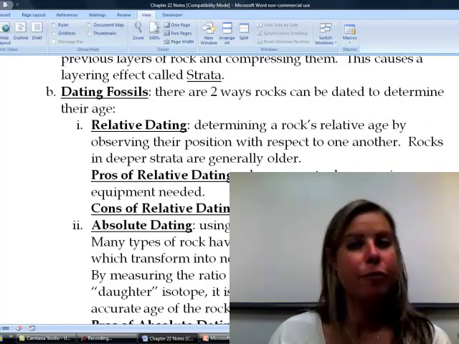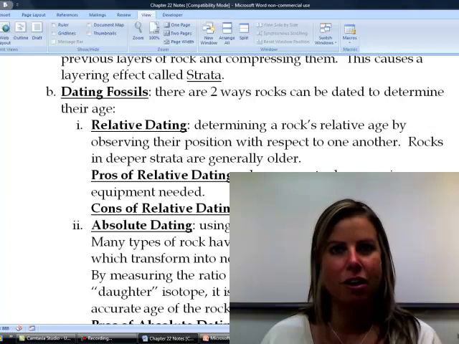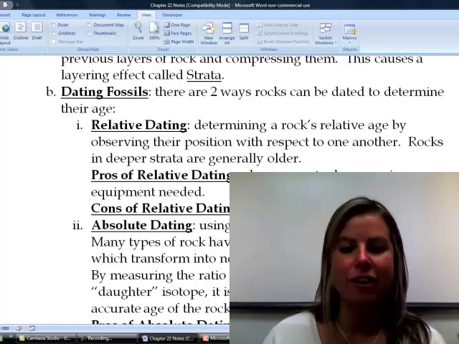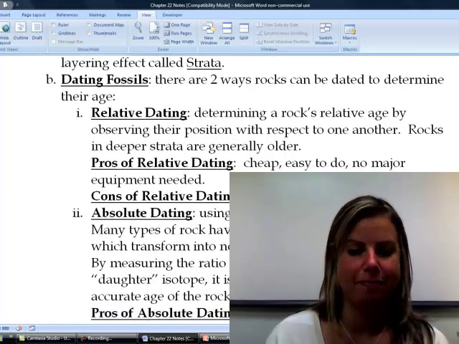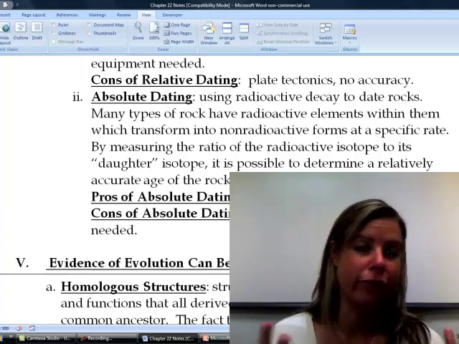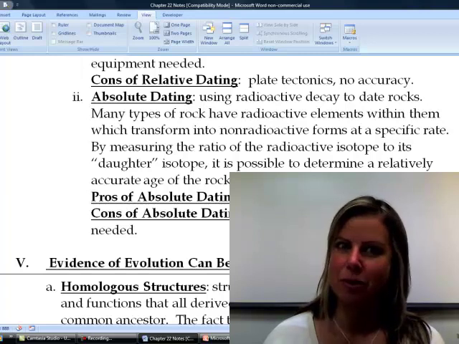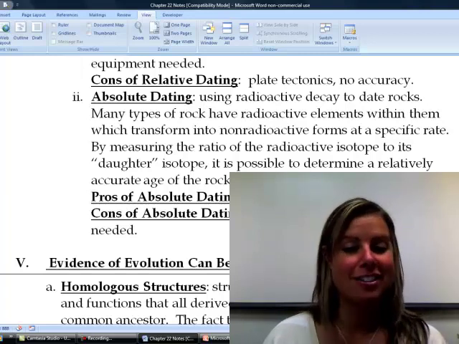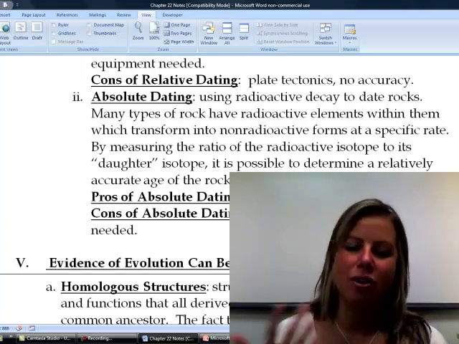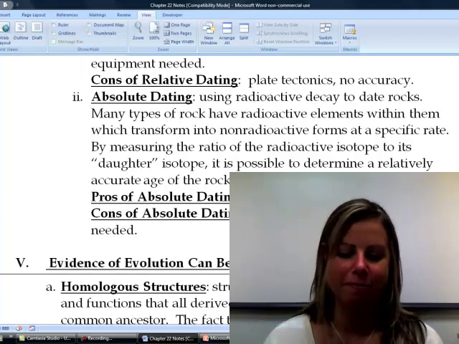So they have a formula, and all they have to do is figure out how much of one isotope is in there versus how much of the other isotope is in there, plug it into a calculation, and it'll give them a relative idea of how old that fossil is. So the pro is that it is pretty accurate, within a couple hundred thousand years. When we say that the Earth is 4.6 billion years old, that's pretty good. The con is that it's extremely expensive and you need major equipment to do it. So there are pros and cons to both of them. Obviously, if you can do absolute dating, that's much better.